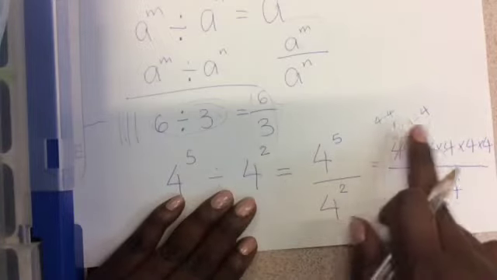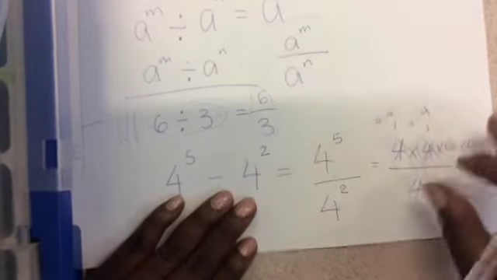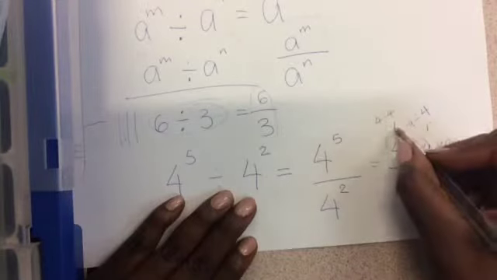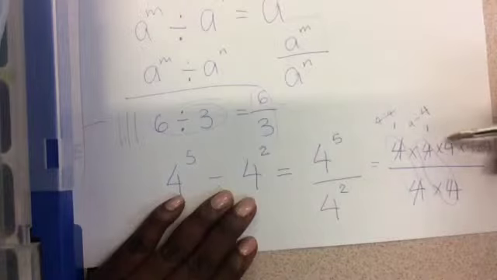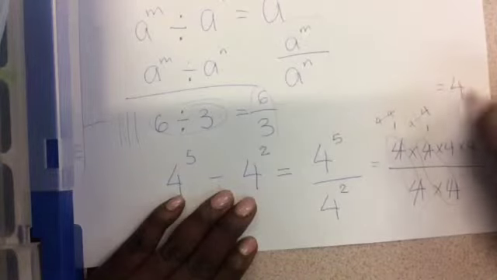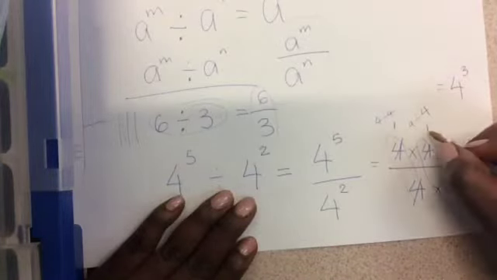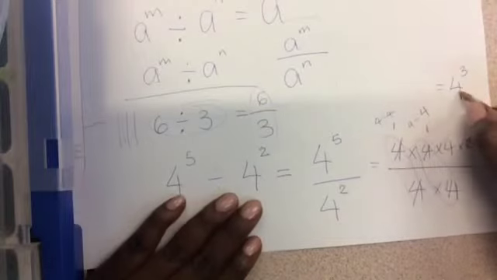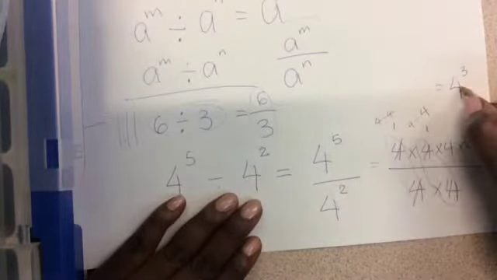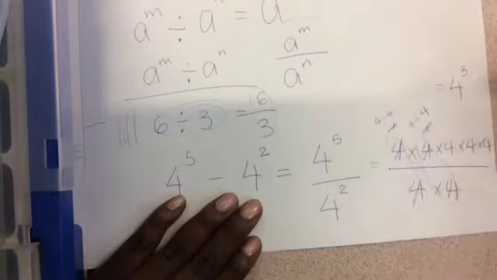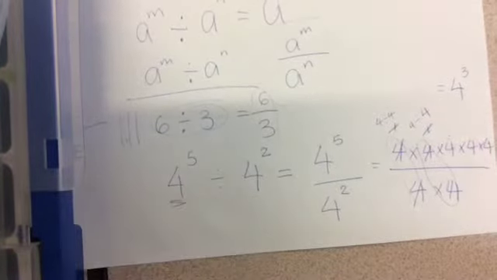So 1 times by anything is just that thing. So we're left with 1 times 1 times 4 times 4 times 4. Now, how many instances of 4s do you see? 4 appears 3 times. So that's going to be 4 to the power of 3. 4 to the power of 3 times 1 is still 4 to the power of 3. We times it by another 1, it's still 4 to the power of 3. So we can get rid of these ones. We can cancel it out. We can essentially ignore it.